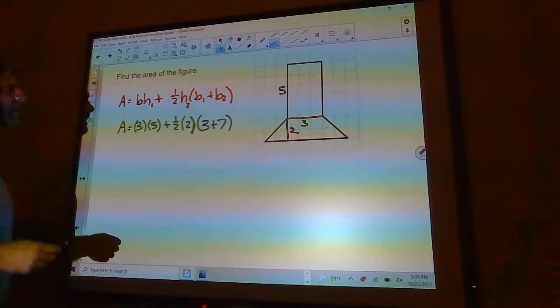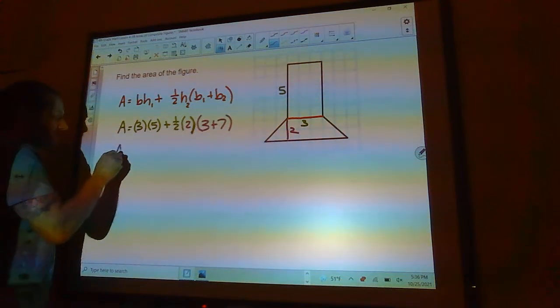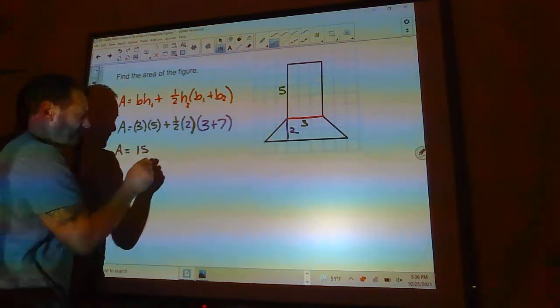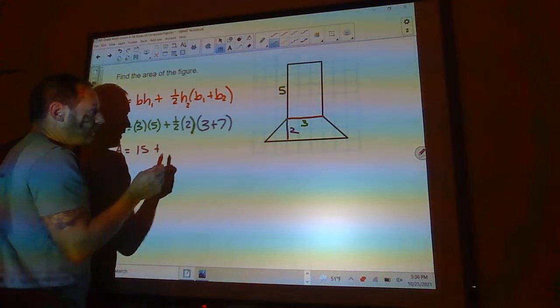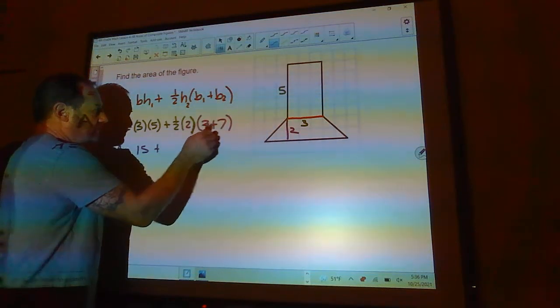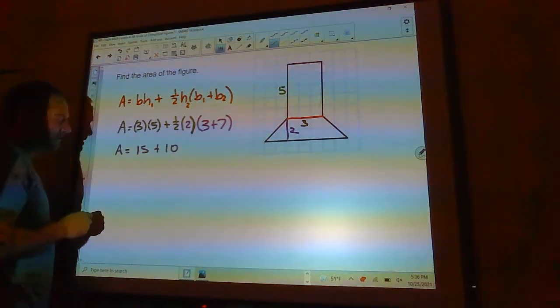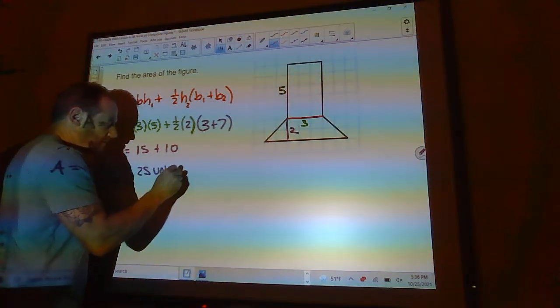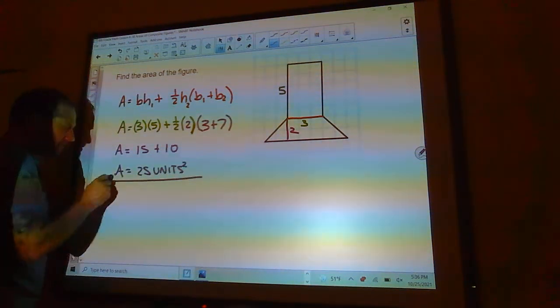Okay. So now I can go ahead and find the area. This is going to be 15, because 3 times 5 is 15, plus half of 2 is 1, and 1 times, this is 10 right here, so 1 times 10 is 10, and then I just have to add those together. It's 25 square units.